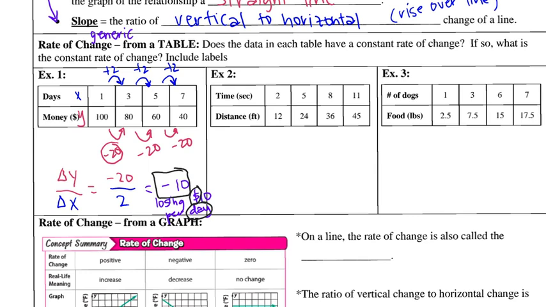Okay, example 2. Again, we're going to look at our change. So notice right here, I'm going up 12 for the distance. Then again, I'm going up 12 for the distance. Okay, and then this last one, notice that I am going up only 9. Okay, but that doesn't guarantee that it's not the same rate of change. So we do need to also figure that out for our x's. So again, here's our x value. I'm going up by 3. I'm going up by 3.